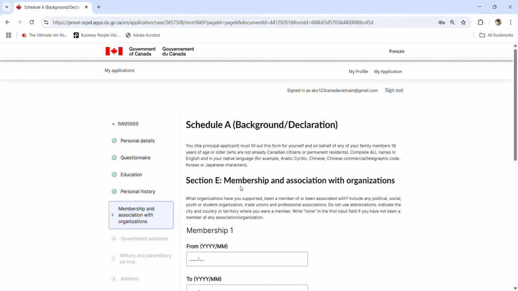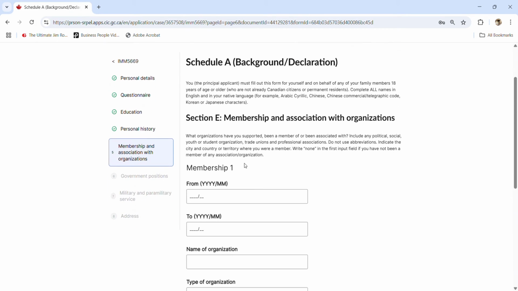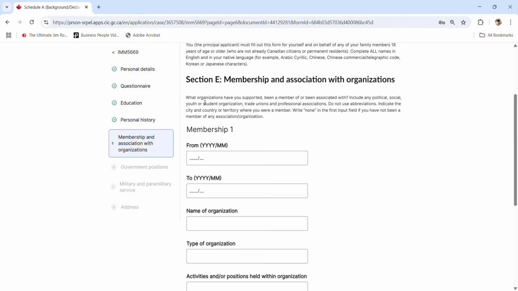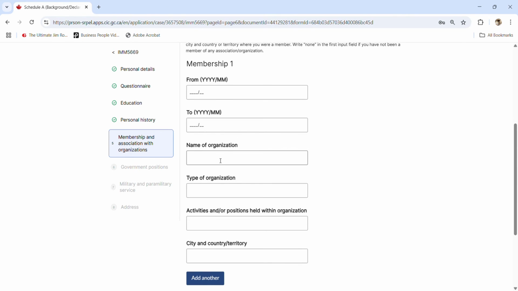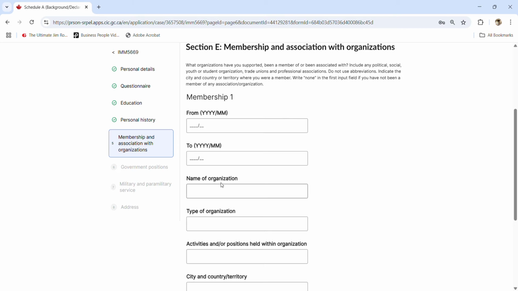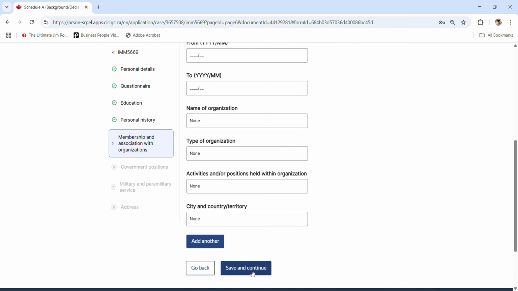So part E is membership and associations with organizations. In this part, you will need to provide the information on what organization you have supported, been a member of, or been associated with. You put down all the information in here, and you write none in the first input field if you have not been a member of any associations or organizations. But in John Smith's case, he is not a member of any organization, so just put none, none, none, and none. All right, and then let's save and continue.